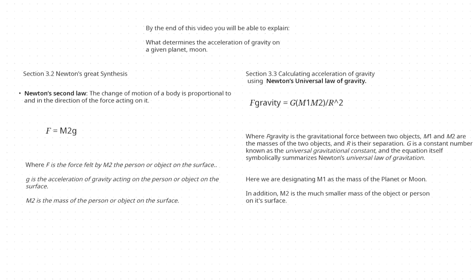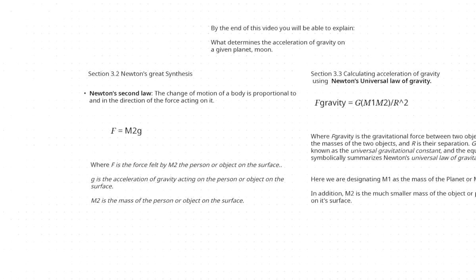Now we're going to do something a little different. We want to know the acceleration of gravity for any object or person on the moon. What's going to help us do that is Newton's second law. Remember what Newton's second law was. It states that the change of motion of a body is proportional to and in the direction of the force acting on it.